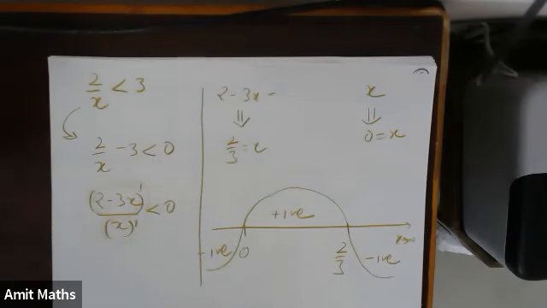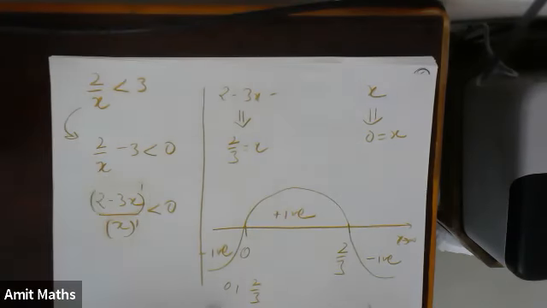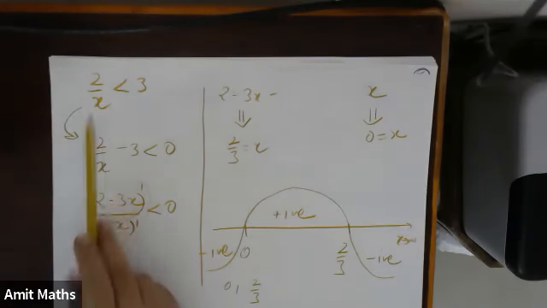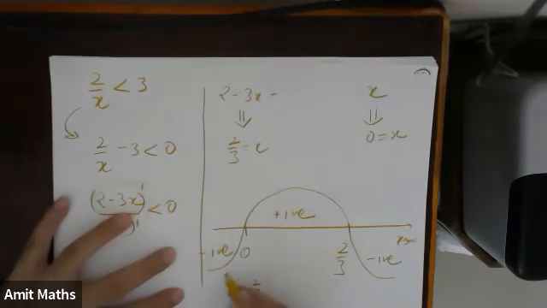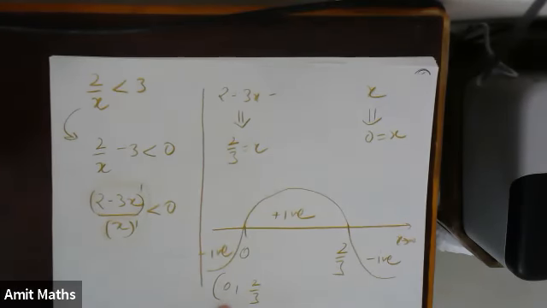So what will be the domain? In which part can we take? We can take from 0 to 2 by 3. Now, what brackets do I have to take, closed or open? See, first thing is that 0 is in the denominator. So for 0, I know it will be an open bracket.